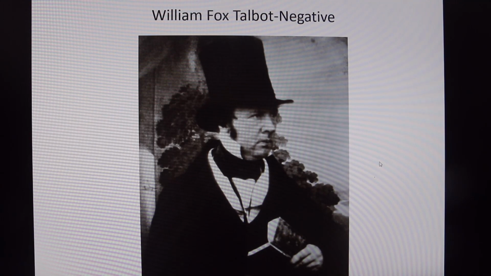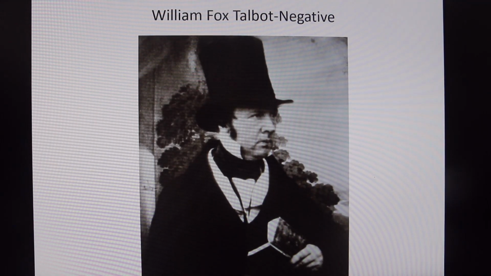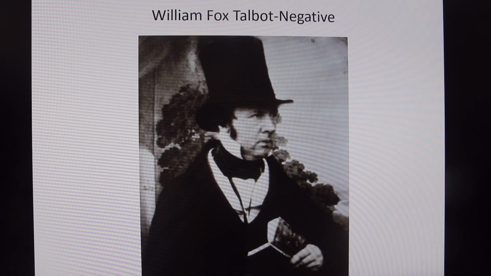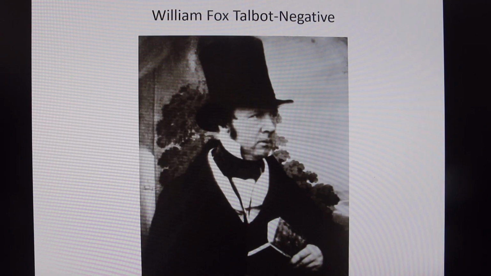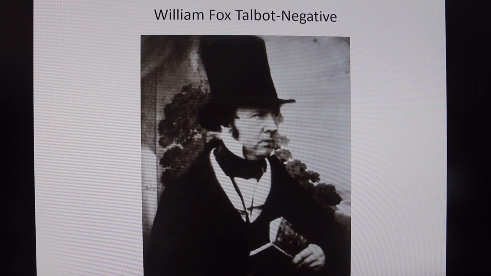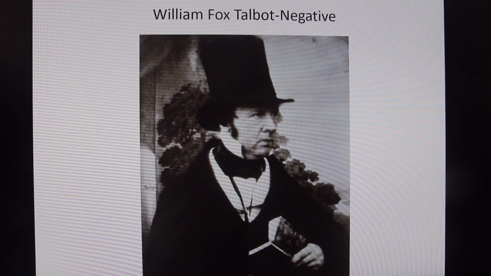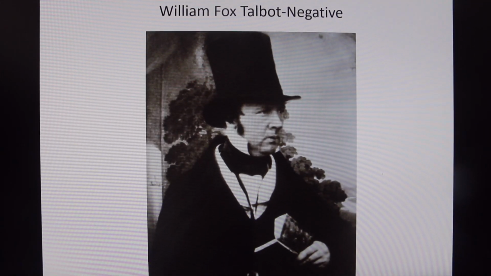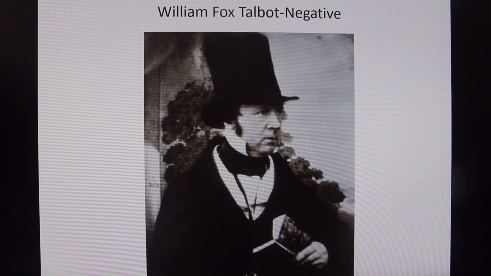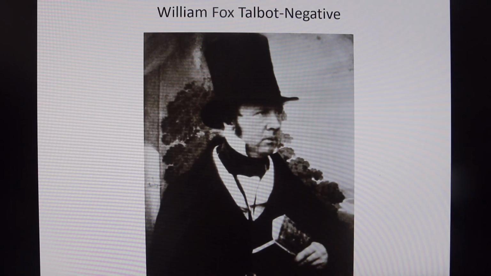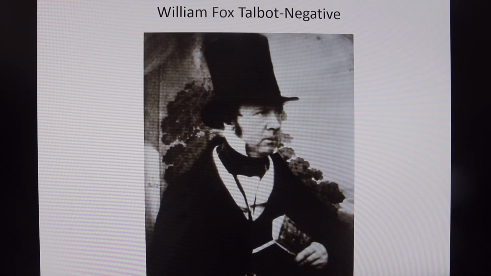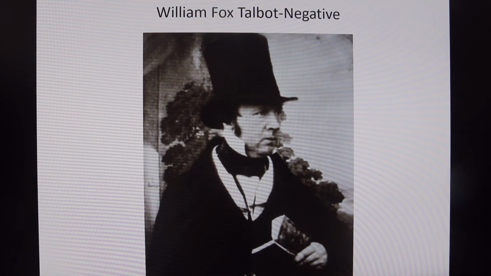It would be William Fox Talbot, his rival, if you will, his English rival, who would be considered the father of modern photography because he invented the negative. A negative means you can have something that you can reproduce again and again. A daguerreotype, Daguerre's invention, was a one-time deal, much like a Polaroid. I know that most of you know what a Polaroid is. It's one shot, you get one picture, that's it. There's no duplication. But with a negative, you can print things from that negative again and again.